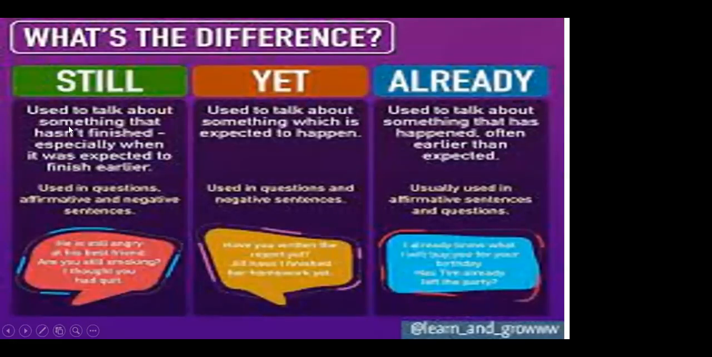Still, yet, and already is the same. Still is used to talk about something that hasn't finished, especially when it was expected to finish earlier. It's used in questions, affirmative and negative sentences. I mean, there's no rule for that. The case of yet is different. Yet is only used in questions and negative sentences. It's used to talk about something which is expected to happen. And already is used to talk about something that has happened often earlier than expected. That's ya in Spanish, right?